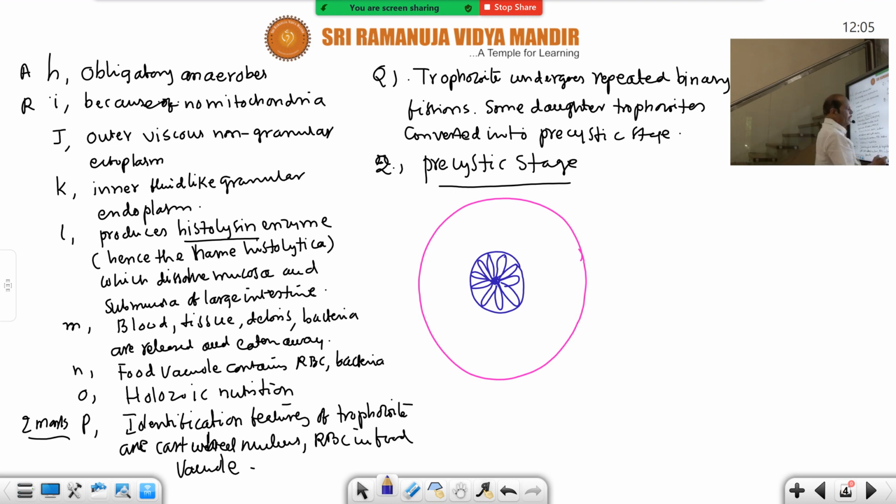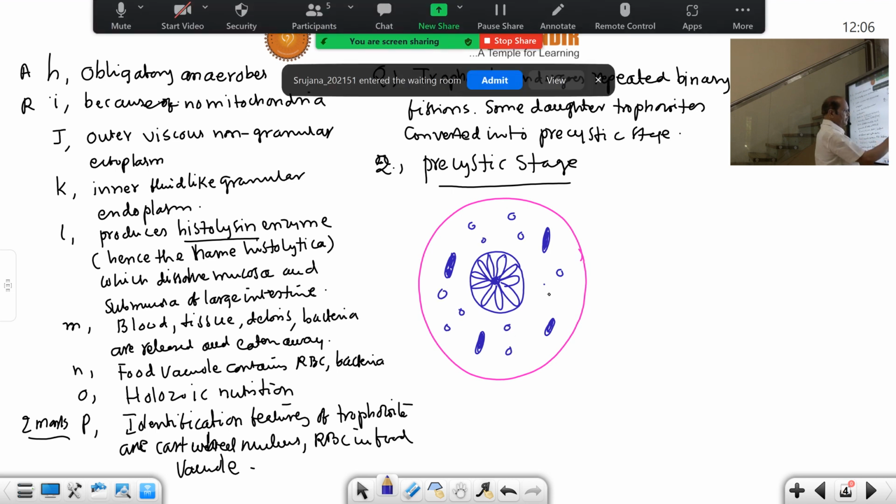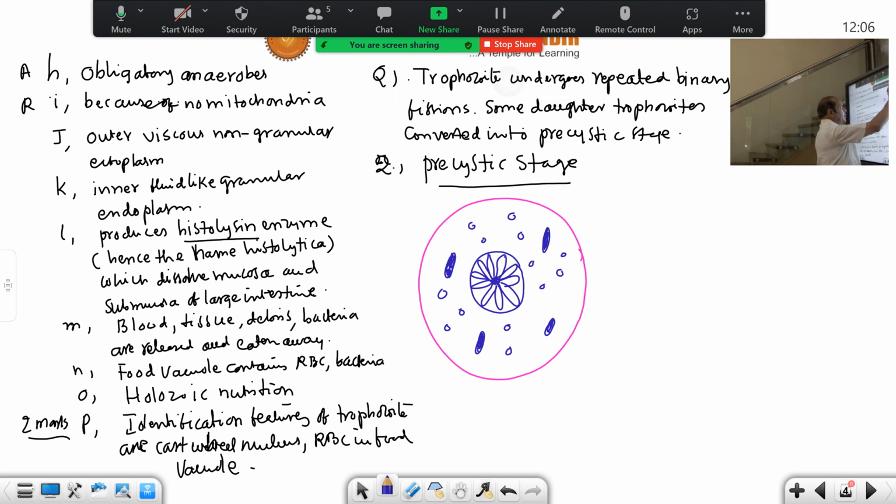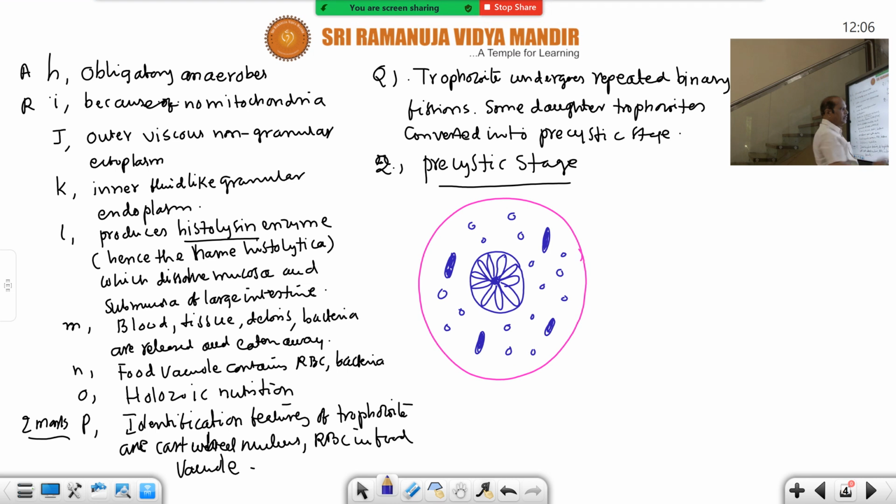The pre-cystic stage is generally spherical, with rod-like structures present here and there. These rod-like structures are called chromatoid bodies, which have ribonucleoproteins as reserve food material. And besides this, glycogen granules are also present. What are the reserve food materials of the pre-cystic stage? It is a 2 marks question in the question bank. The first one is chromatoid bodies, the rod-shaped structures, and these round granule-like structures are called glycogen granules.